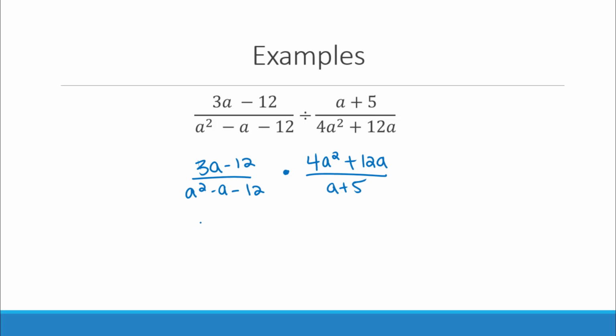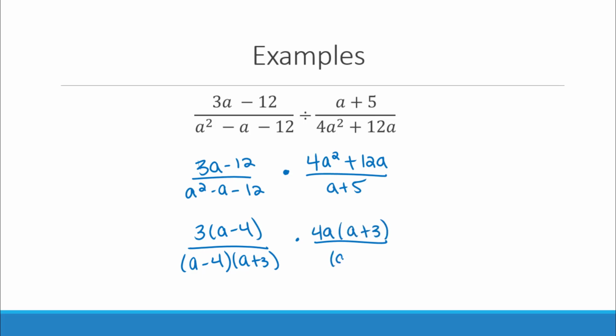I'm going to factor the first numerator by taking out a GCF. So it's going to be 3 times a minus 4. I'm going to factor this guy. Let's see, we could do a minus 4 and then a plus 3. I can take out a GCF here, which is going to be 4a, which is going to leave me with a plus 3. And then I've got a plus 5 as my denominator.